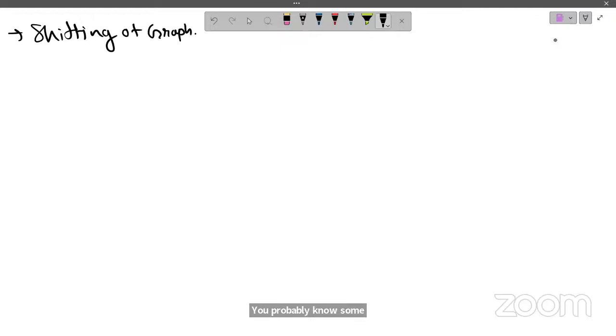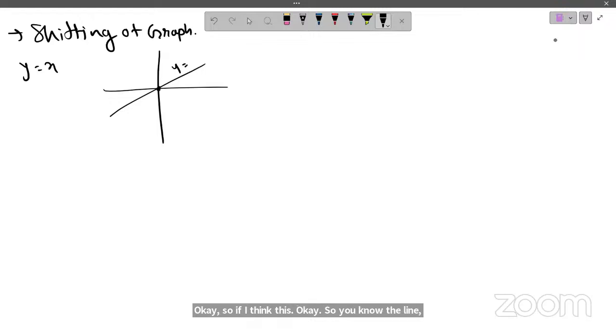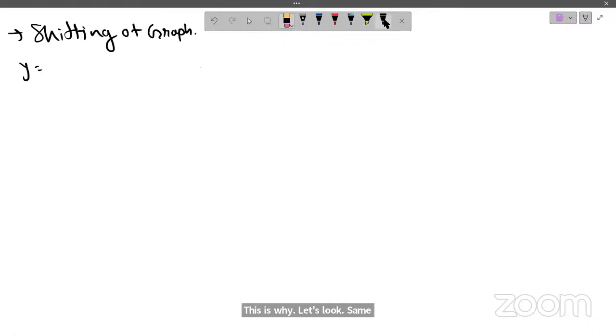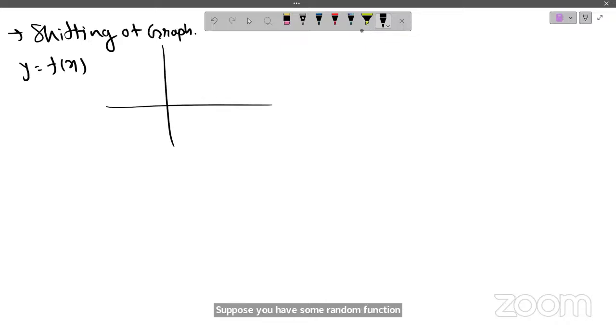Suppose you start with a simple thing. Suppose you have the line y is equal to x, right? The graph of the line looks like this. This is y is equal to x. Same in both variables. Suppose you have some random function y is equal to f of x, and this is your graph.